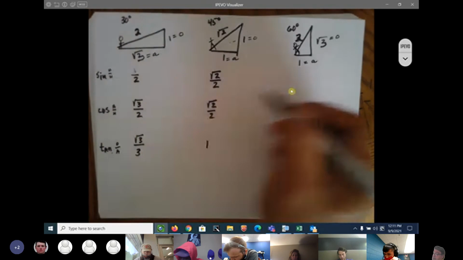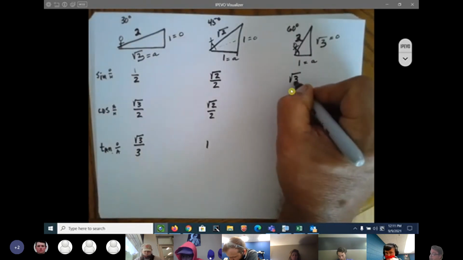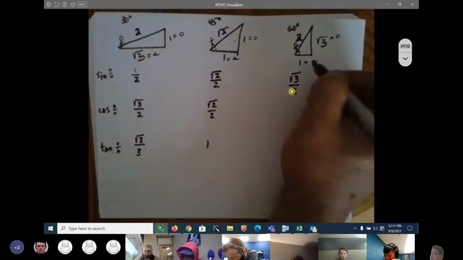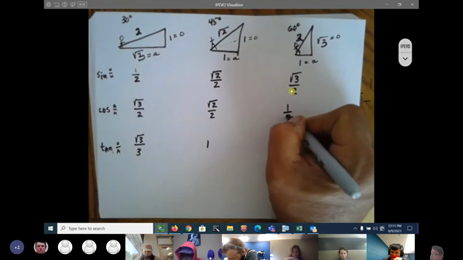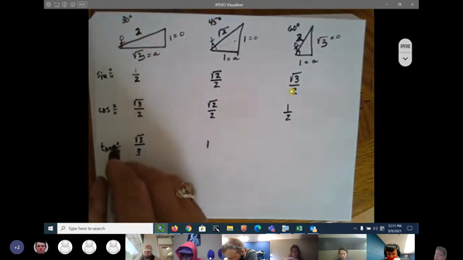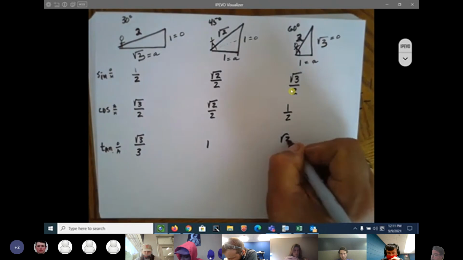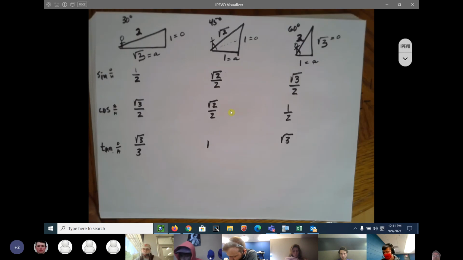The sine, Oscar had, square root of 3/2. Cosine, a hunk, 1/2. And then square root of 3/1. And you've just done the trig functions for the special angles.